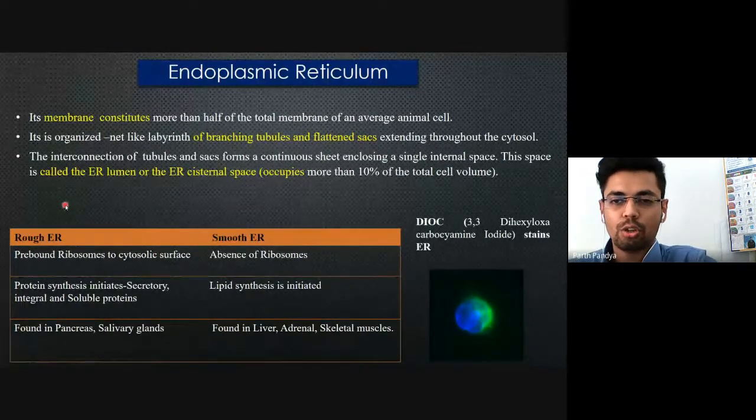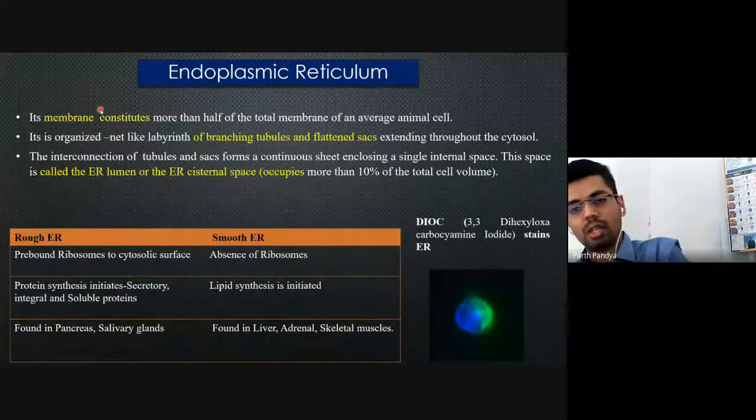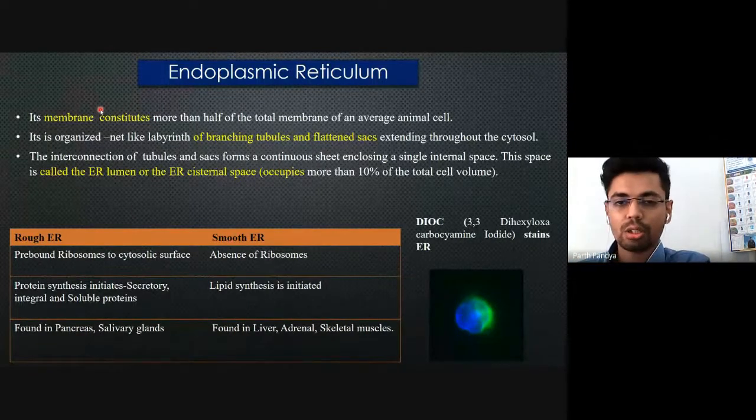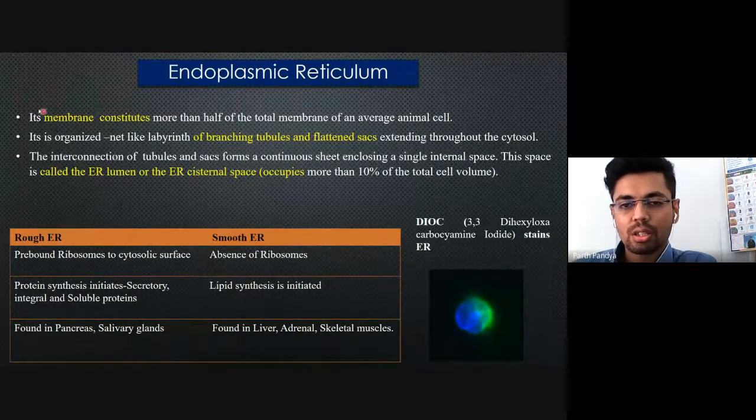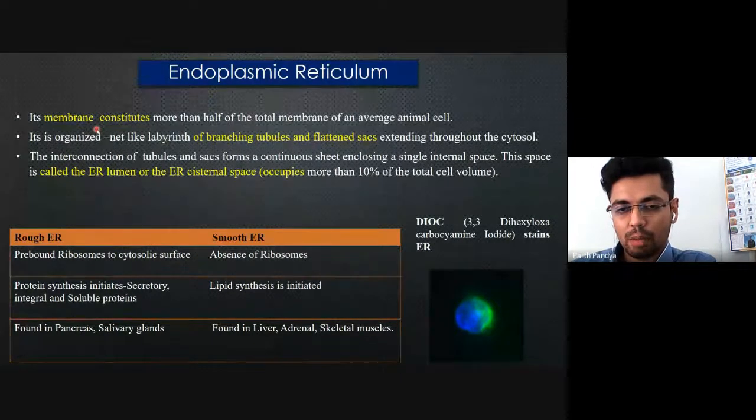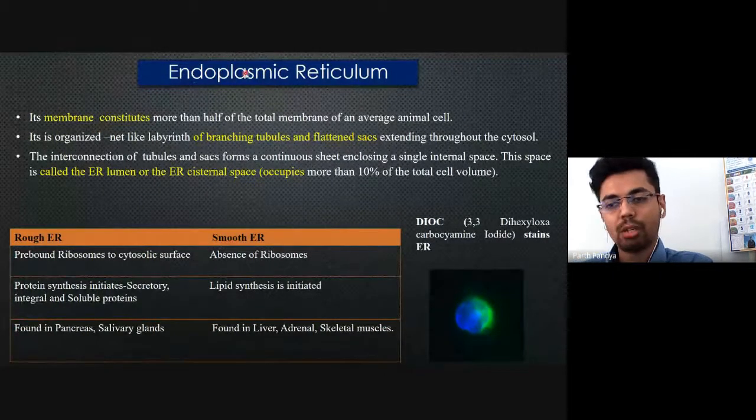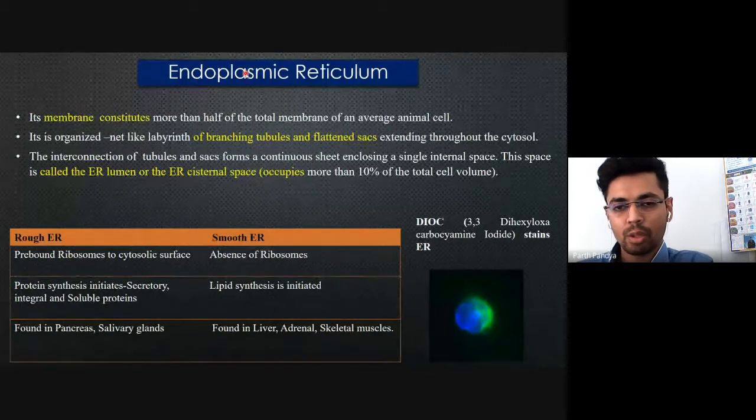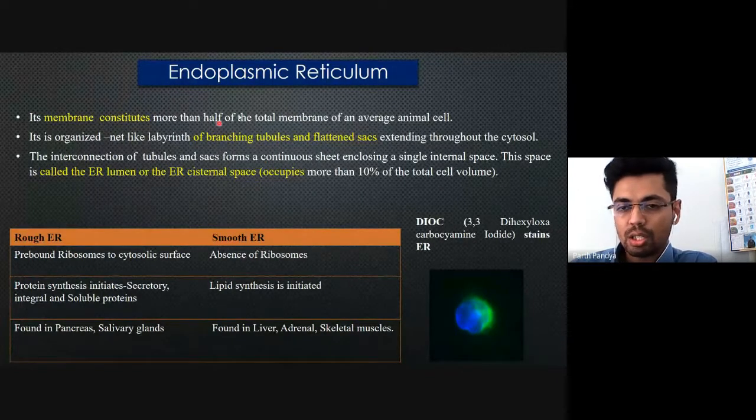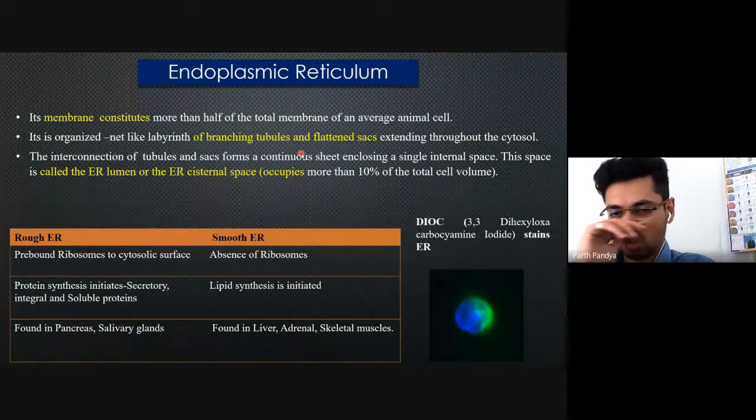Okay, so we are moving to the next organelle, an important one, the endoplasmic reticulum. It is a membrane-bound organelle which has more than half of the total membrane of an animal cell. It has branching tubes and flattened sacs which extend throughout the cytosol.